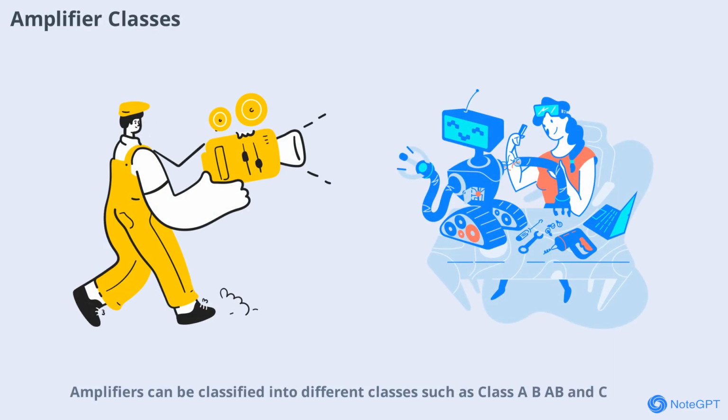Amplifiers can be classified into different classes, such as Class A, B, AB, and C, based on their operation and efficiency. Each class has its own advantages and trade-offs in terms of linearity, efficiency, and distortion. Choosing the right class depends on the specific application and performance requirements.